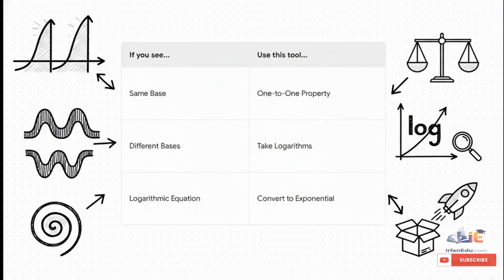Okay, let's build a quick little cheat sheet for all this. When you see an equation, the first thing you ask is, can I match the bases? If the answer is yes, just use that simple one-to-one property. If the bases are different, it's time to break out the power tool, logarithms. And if the problem starts with a logarithm, your goal is to flip it back into its exponential form. That's your core strategy right there.